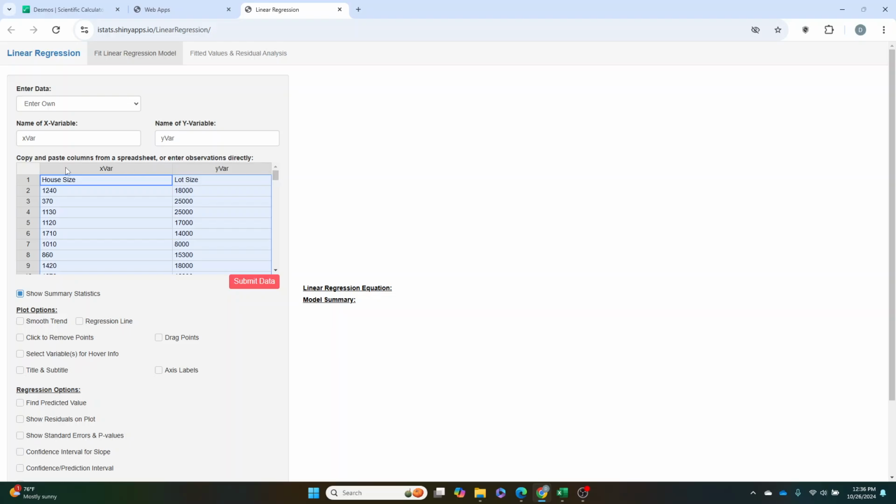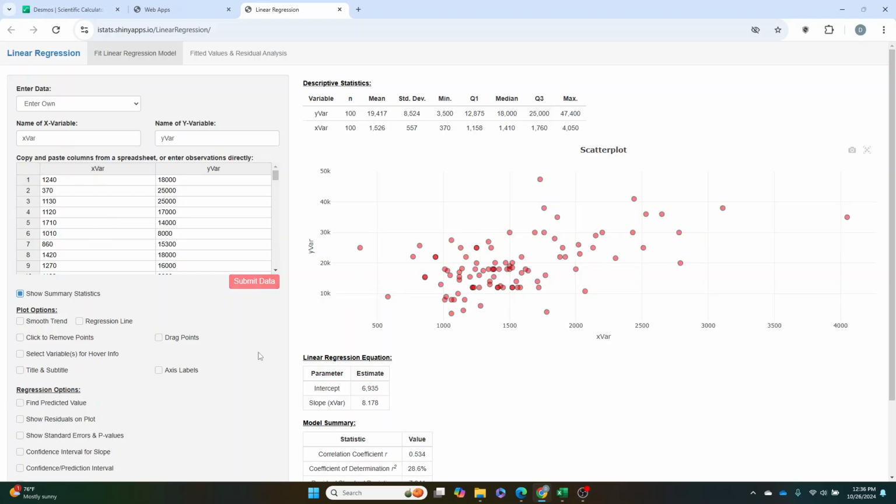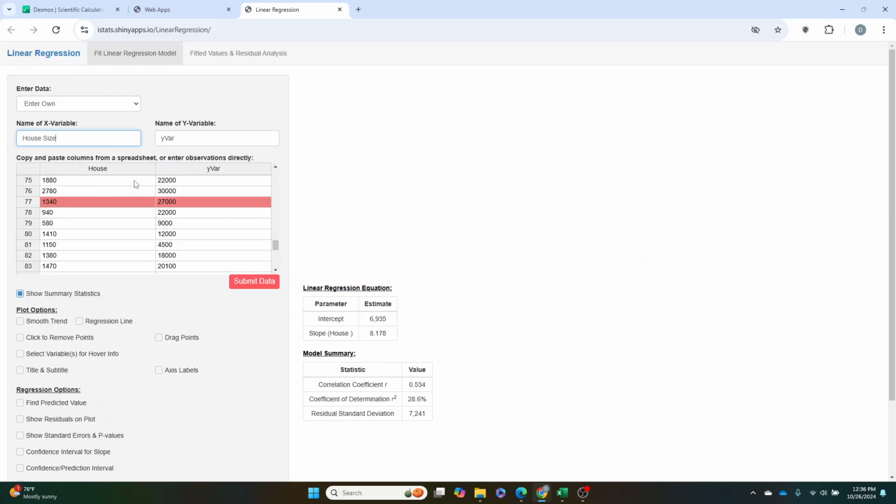All right. Oh, and actually I don't need the house size and the lot size labels in there. That'll mess things up. I wonder if I can remove that row now. Okay, because you just want the numbers in there. So we'll say submit data. Gives us this really nice scatter plot. Notice that we have 100 houses that we're comparing. And the x variable here was house size, and the y variable was lot size.